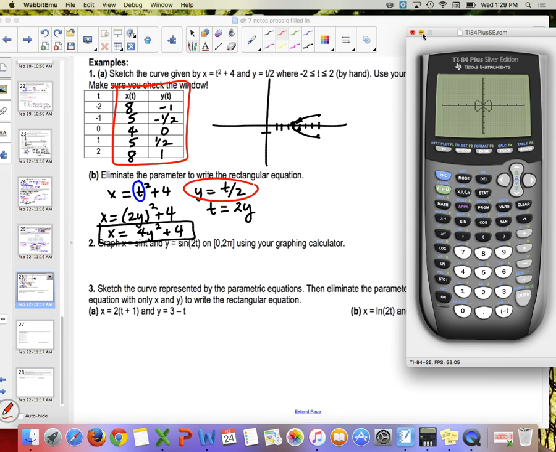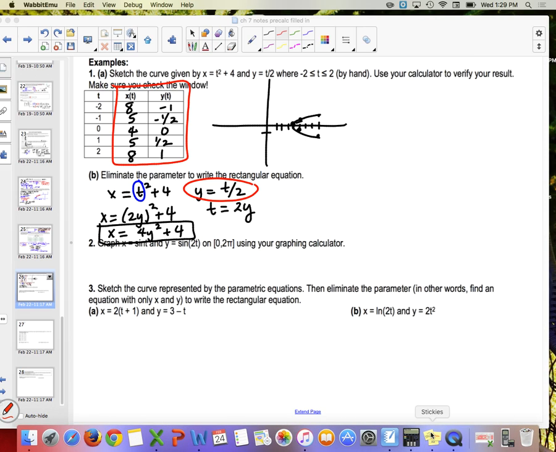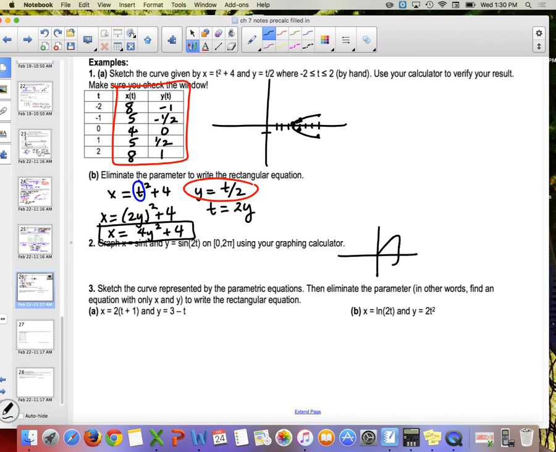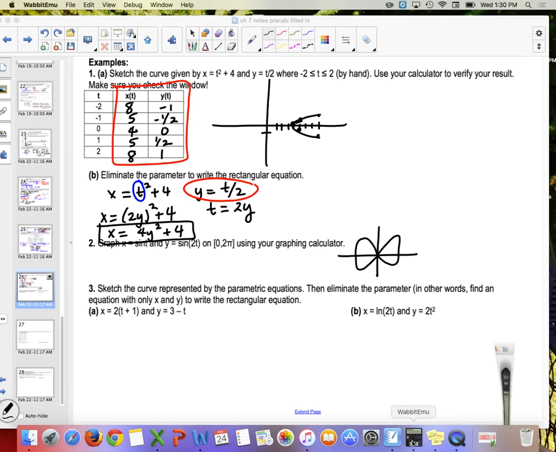You definitely have some homework problems. I think there's like 6 where you're just putting it into your calculator and identifying what the shape is. So it looks something like that. All right, so sketch the curve represented by the parametric equations, then eliminate the parameter. In other words, find an equation with only x and y to write the rectangular equation. If you're sketching the curve, then you would do a t-table. I'll let you go ahead and use your calculator to sketch.